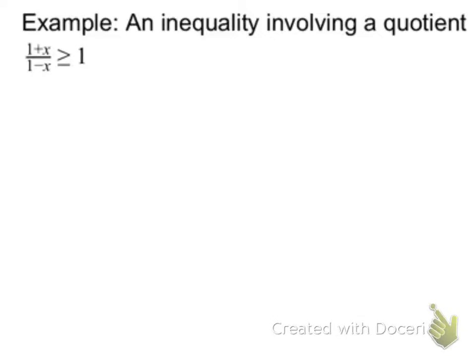So in this example, the inequality has a quotient, aka fraction. When does (1 plus x) over (1 minus x) greater than or equal to 1? For what values? Okay, so we're taking a guess, or you think you know? No, that's for sure. For sure. Okay.